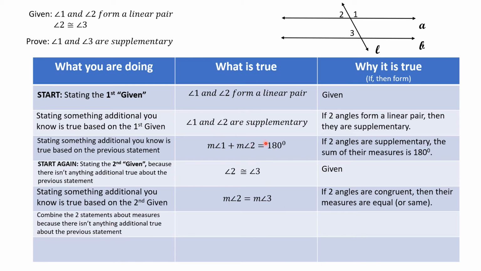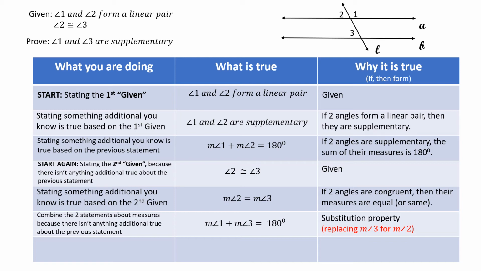So up here in line 3, we have measures adding up to 180, and in line 5, we have measures equal. So I'm going to still stick with the measures equaling 180, but I'm replacing the measure of angle 2 with the measure of angle 3, and this one I can't put in if-then form. It's just the substitution property, because I replaced the measure of angle 3 for the measure of angle 2.